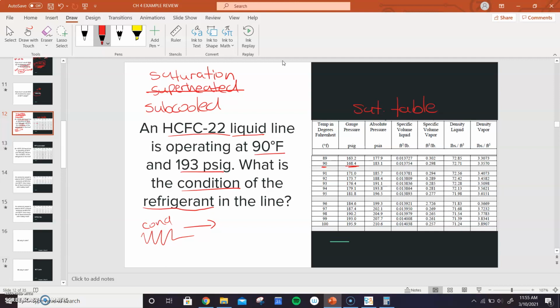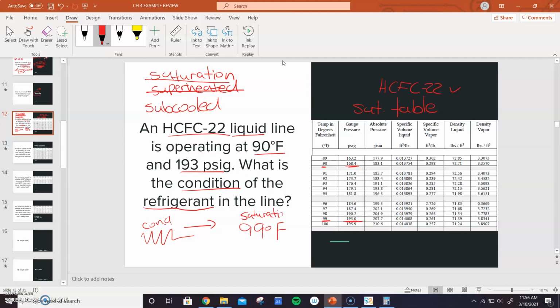So let's see what we got. I already coincidentally underlined the correct one. So HCFC 22, this is the table for it. 90 degrees Fahrenheit is 168.4 psig. So we know that's not correct. Logic will tell us it's subcooled, but let's check it out to see. At 193 psig, we should be at 99 degrees Fahrenheit. That would be saturation.